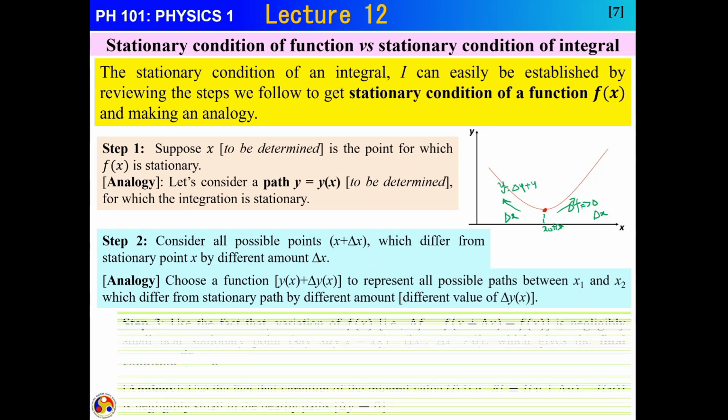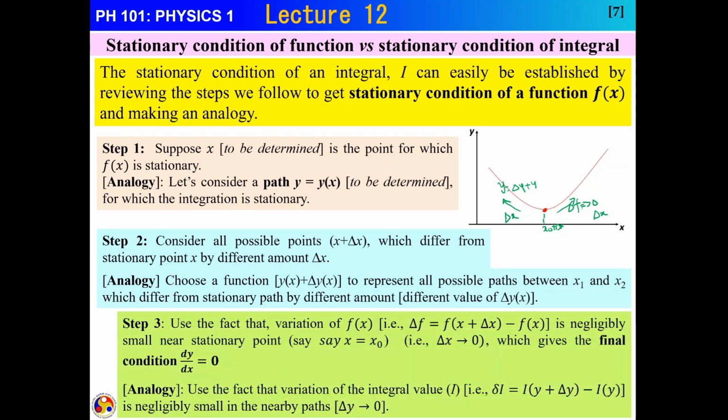Now we can consider the variation of f of x, which is negligibly small near the stationary point. This gives the final condition that the change in y with respect to x is 0, which means the variation of the integral value, because if that is the truth, then the delta I, or the integral along the path changed from y plus delta y to the actual y, will also be small in the nearby path. That means delta y is tending to 0.